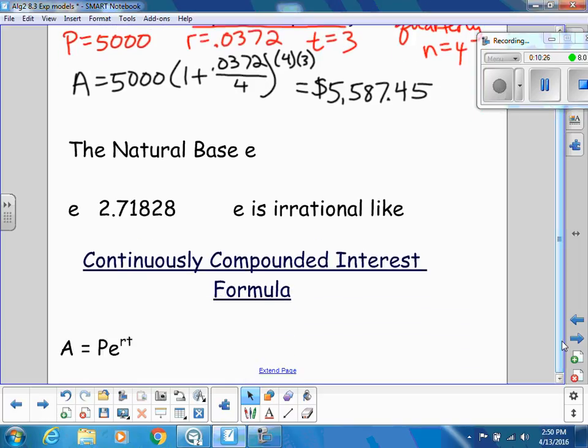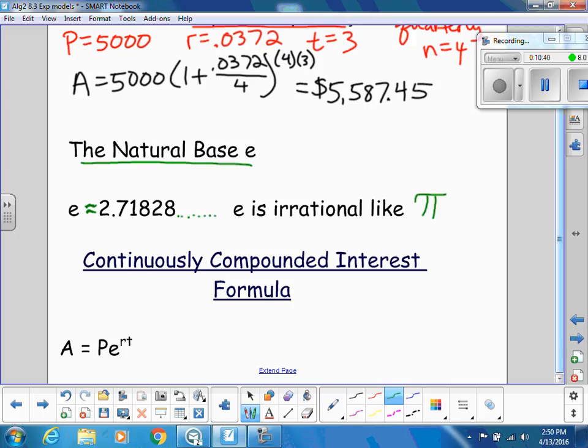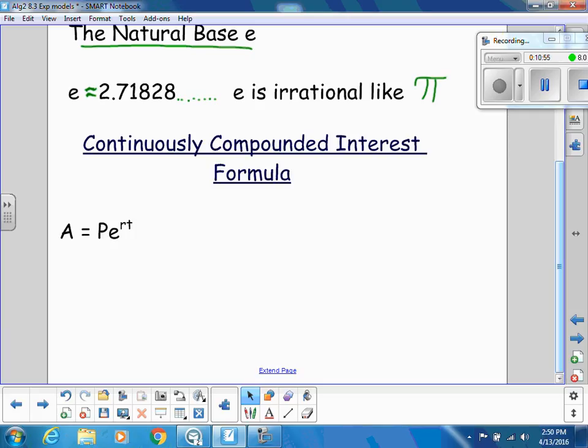So what I want to talk about next is the natural base E. E is equal to approximately 2.71828, and it keeps going. E is a number, is irrational, like the number pi. Okay, so I need you to understand that E will go on forever and we can't ever be exact with that. So the reason I want you to know about that is because we use E when we compound continuously. So continuously, we have no way to tell how many times a year that is. It's like infinity times every year. So we can't plug in infinity for n, so instead we are using this E formula.